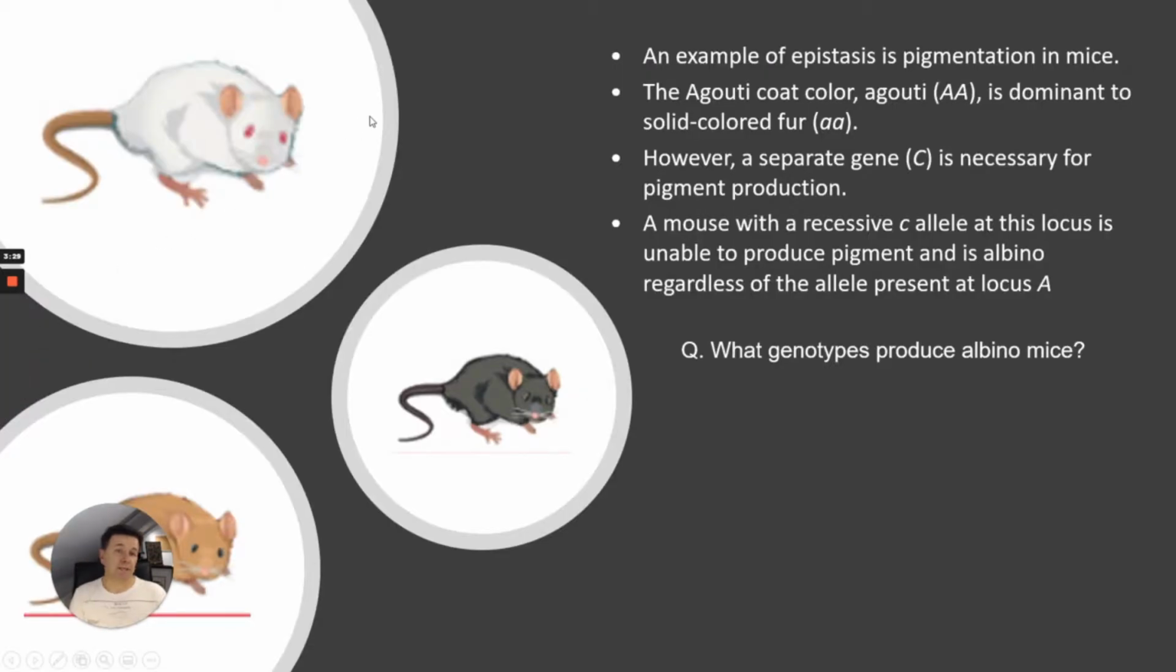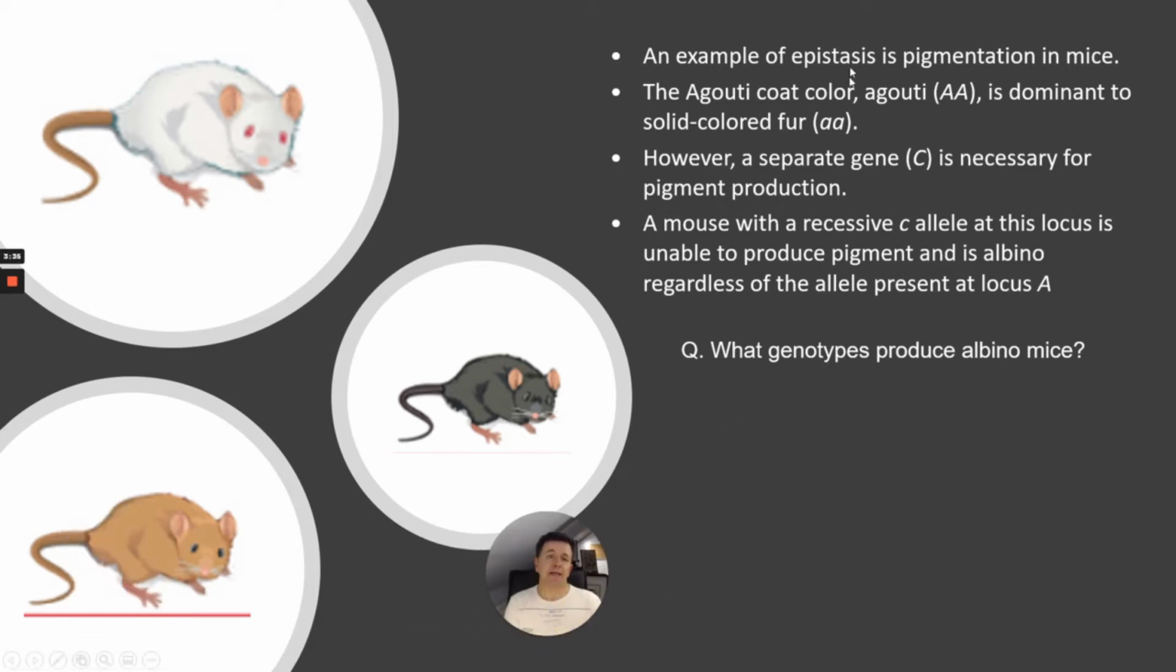To summarize, the agouti coat colour, the brown colour that we were talking about earlier, is dominant. So A is dominant to solid coloured fur, which is recessive a, which is the black. However, a separate gene, C, is necessary for pigment production. So a mouse with a recessive c allele at this locus is unable to produce pigment and is therefore albino, regardless of the allele present at locus A.